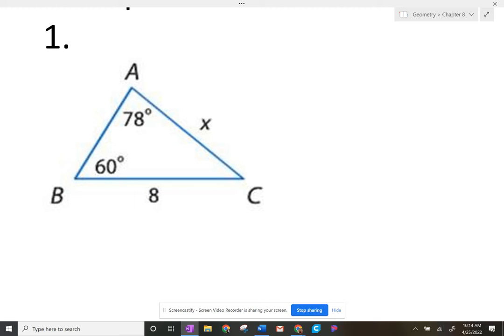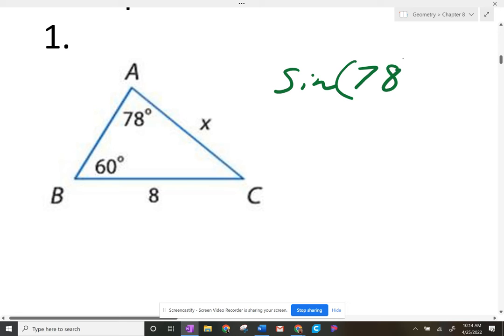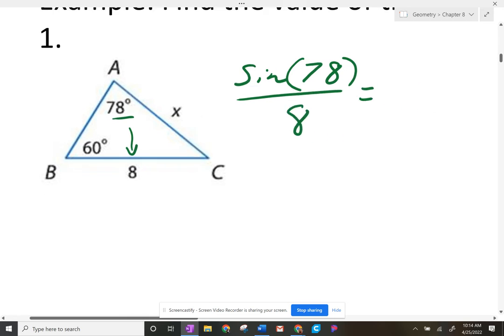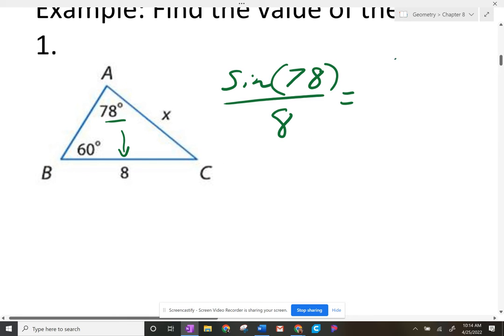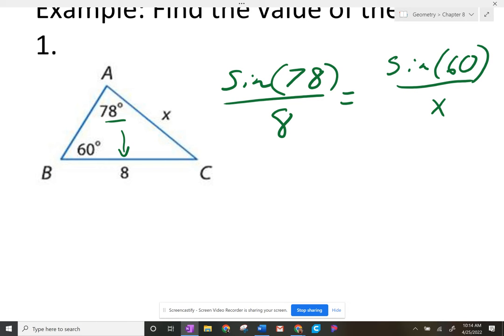So the very first one I'll do, I'm going to have sine of 78. So again, I'm doing this one and the side that's opposite of it. So sine of 78 over 8 is going to equal the sine of 60 over x. Taking the angle and then the side that's opposite of it. Angle, the side that's opposite.